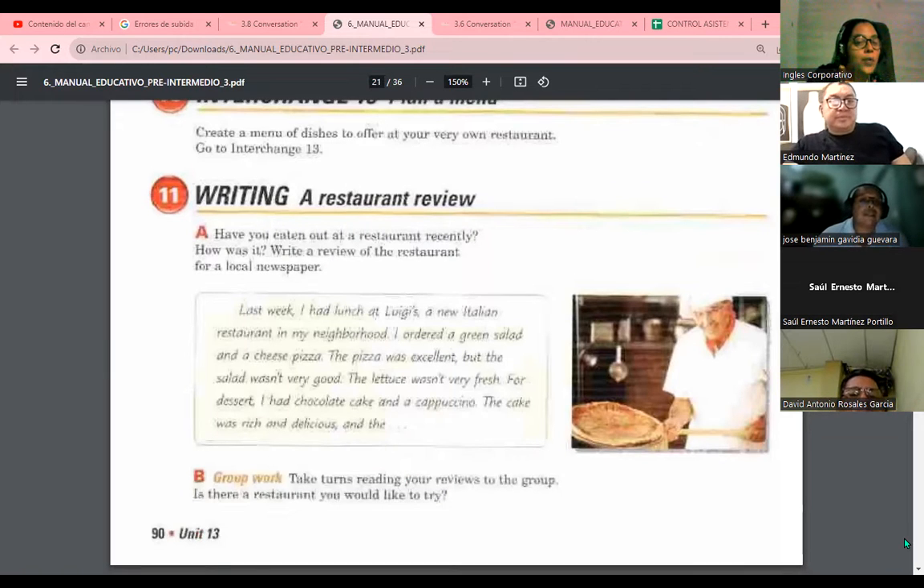Writing a restaurant review. Have you eaten at the restaurant recently? How was it? And write a review of the restaurant for a local newspaper. Okay, for example, says in this one: Last week, I have a lunch at Lucas Center, a new Italian restaurant in my neighborhood. I ordered a green salad and a cheese pizza. And the pizza was excellent, but the salad wasn't very good. The lettuce wasn't very fresh. For the dessert, I have chocolate cake and cappuccino. The cake was rich and delicious.